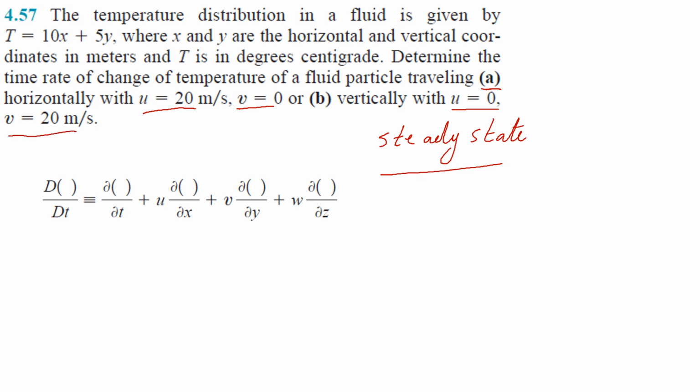So there are two parts you are required to solve, and here the temperature is given as T of x and y, 10x plus 5y. So it is a two-dimensional flow problem, because here we are dealing with two dimensions, that is x and y. So the same method can be applied as you saw in the previous problem, and let's see if you can solve this. Please solve this and we will discuss it in our session that we are going to have this week. So moving on.